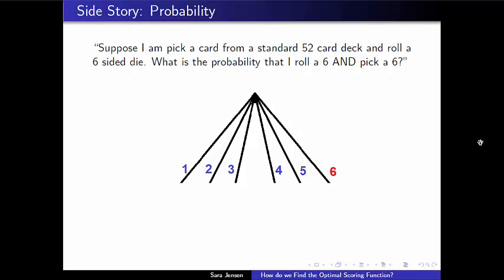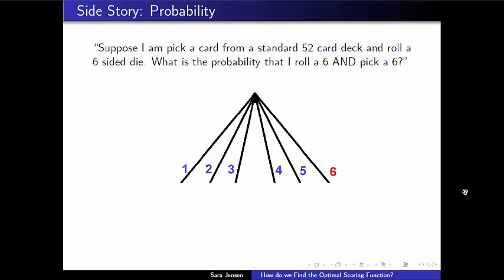So for example, I've drawn in branches here to represent the different options I have when rolling that six-sided die. And the branches I've drawn are equally likely. So it is just as likely that I roll a 1 as I roll a 2, as I roll a 3, all the way on to rolling a 6. And I've highlighted that the only case here that would even give me a remote chance of being successful for my overall question is rolling a 6 with that die.